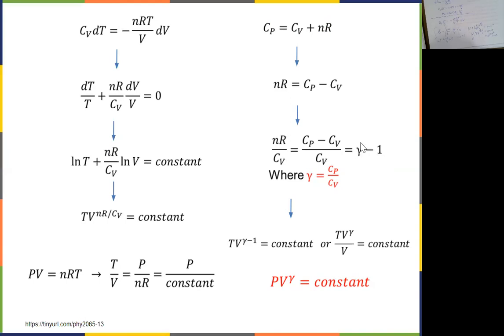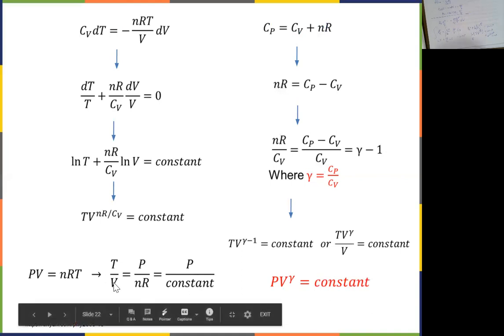Minus 1. So that means T times V to the power of gamma minus 1, where this power is gamma minus 1, is equal to a constant. Or you can write T times V to the gamma divided by V, bringing the minus 1 power down as the denominator V there. So then that equals a constant. Now T over V can be written as P over a constant. So then P times V to the gamma is equal to a constant.